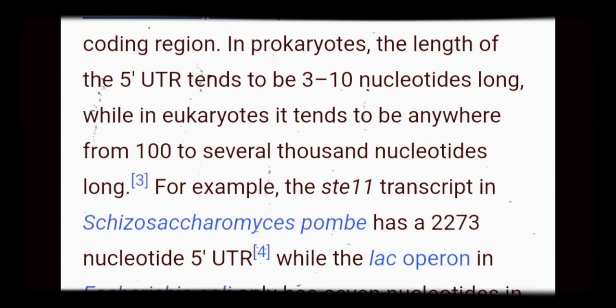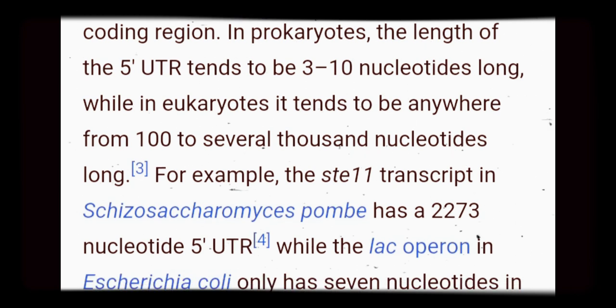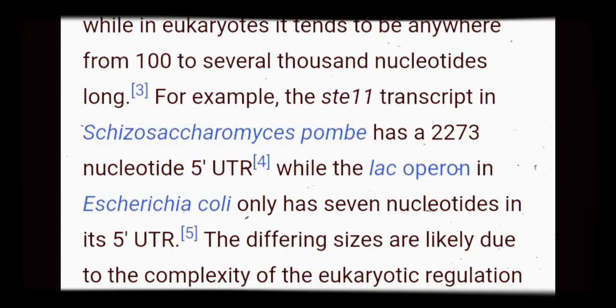Okay. Example, the STE11 transcript in Schizosaccharomyces pombe has 2273 nucleotides within the 5' UTR. So much. While if you look at the lac operon of E. coli, it has only 7 nucleotides in its 5' UTR. So much difference in the number of nucleotides between organisms having the 5' UTR.